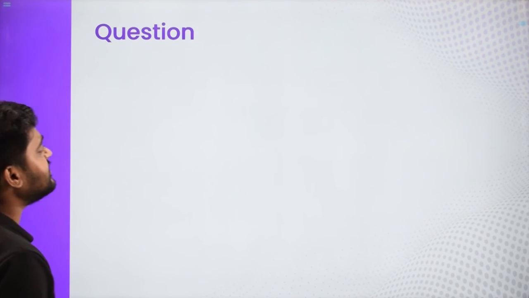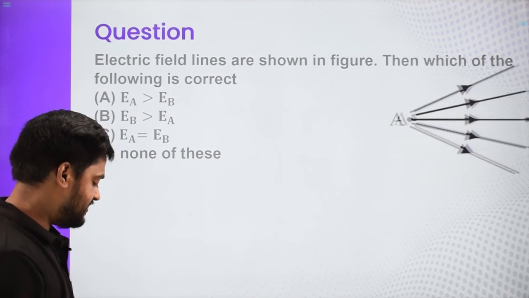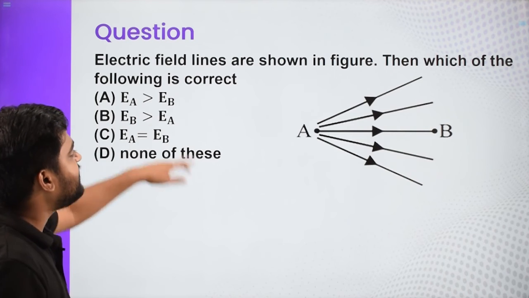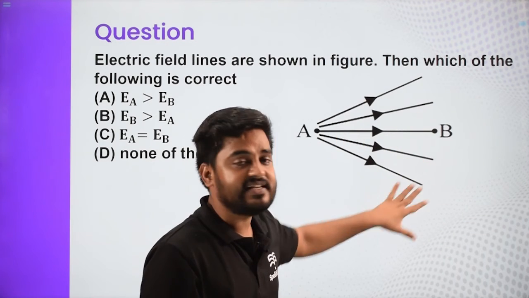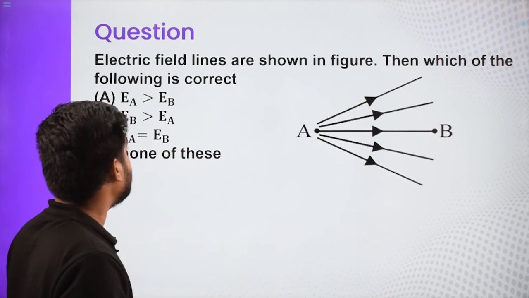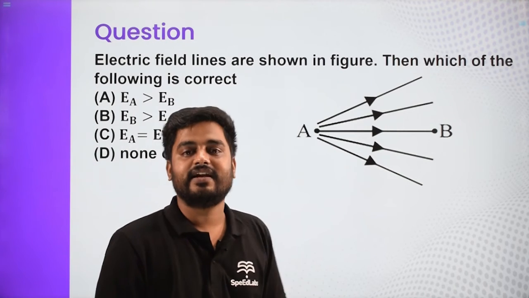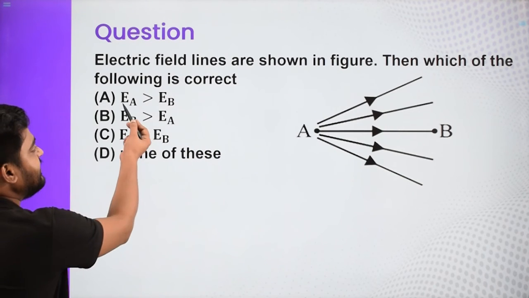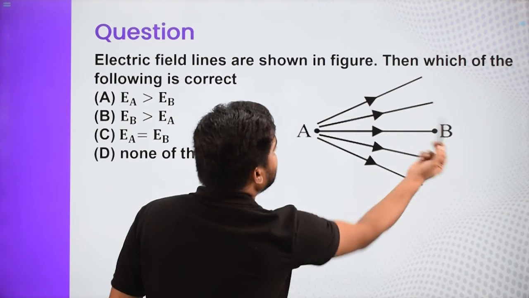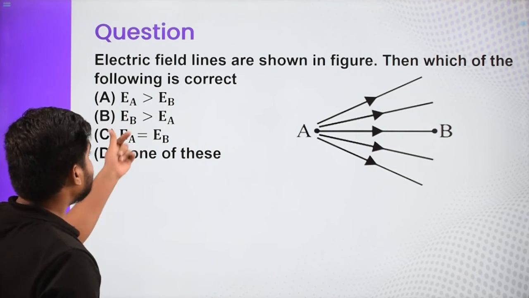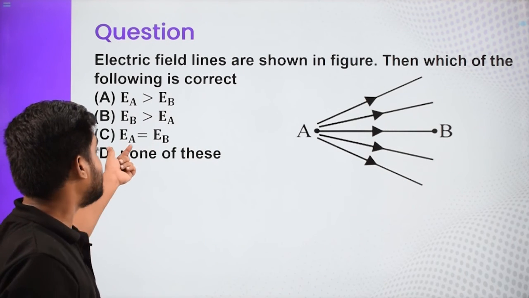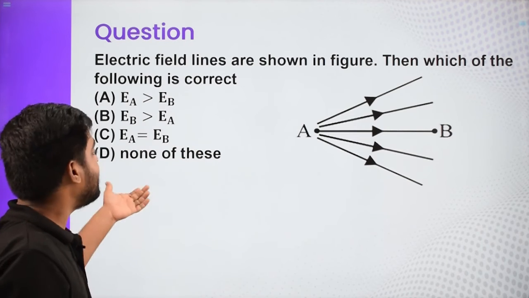Let us do a question. What does this question say? The question says that electric field lines are shown in the figure. This is the region where electric field lines are shown. Which of the following is correct? The options are: the electric field at point A is greater than the electric field at point B; the electric field at B is greater; the electric field at points A and B are both equal; and none of these.